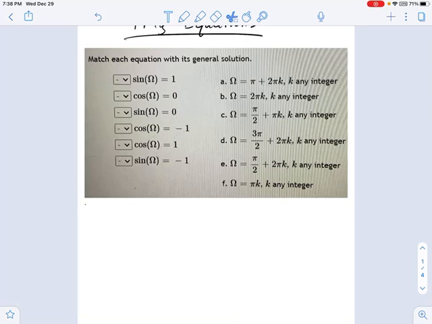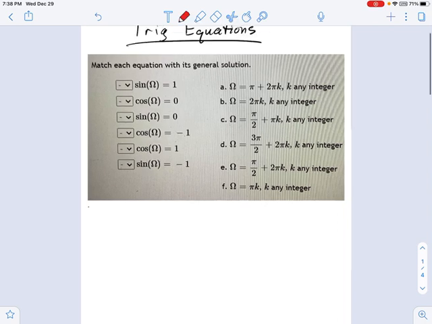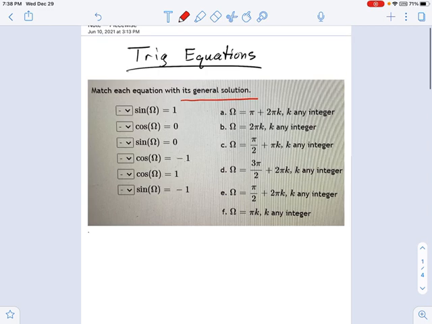When you're doing trig equations, usually we just say solve for the variable omega in the range 0 to 2 pi or 0 to 4 pi or something like that. But when a trig equation says it wants the general solution, what that means is it wants you to find some way of expressing all the infinite solutions that there are: 0, 2 pi, 4 pi, 6 pi, 8 pi, all the way out to infinity.